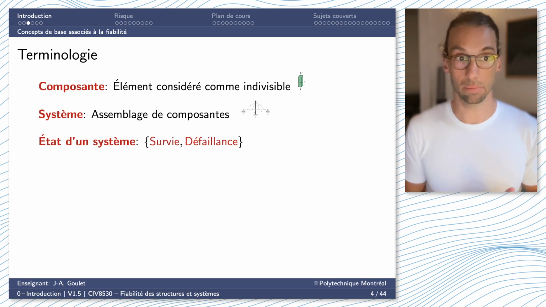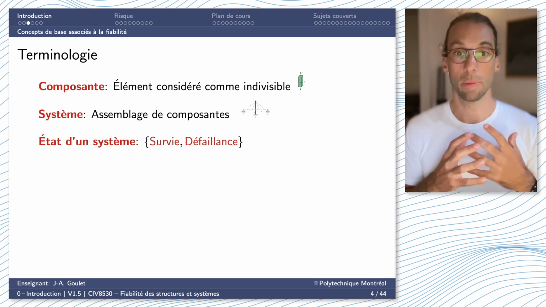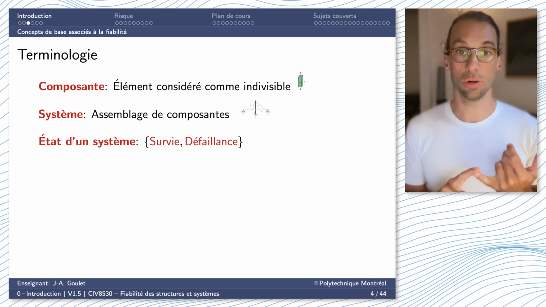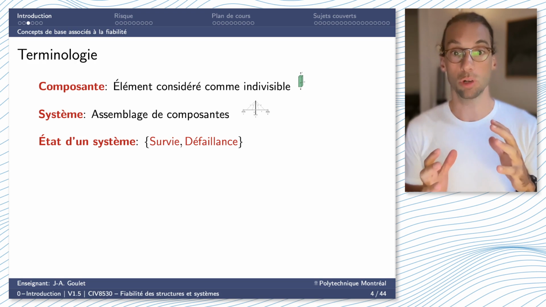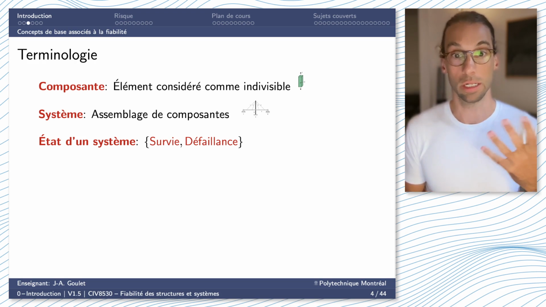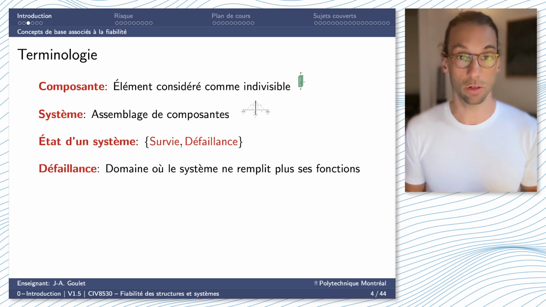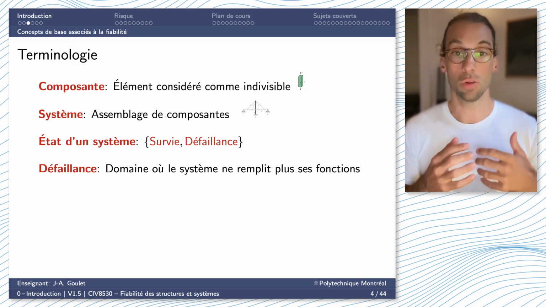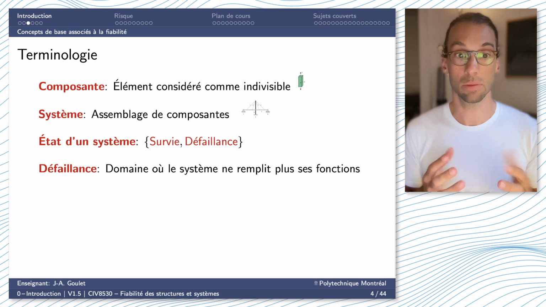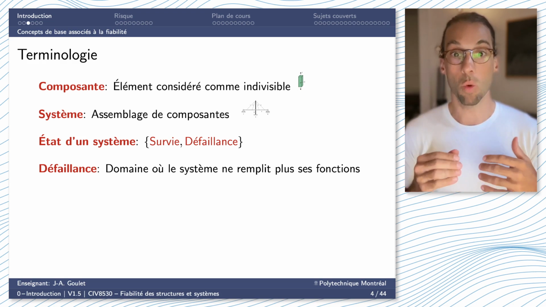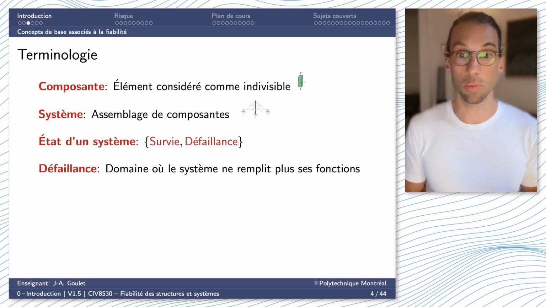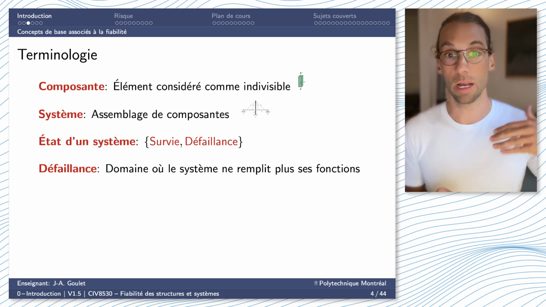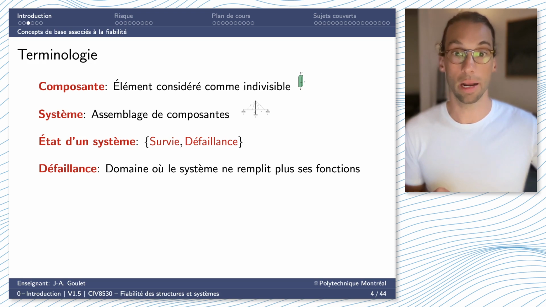more complex system. In reliability, when we talk about the state of a system, we're going to say it's either surviving or failing. These are going to be the only two states we're going to be considering. And we want to compute in reliability the probability of failure. The failure is considered not only as a collapse or something catastrophic like this, but it's simply the domain where the structure, the component, or the system is not fulfilling its purpose. So it can be either with respect to limit states that are associated with safety, or also serviceability.